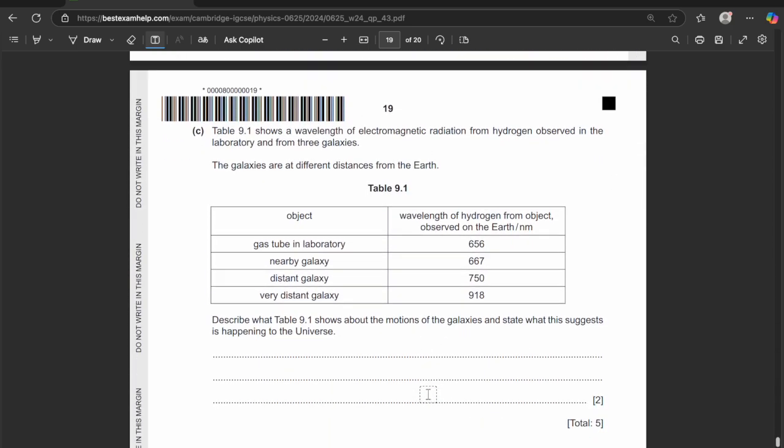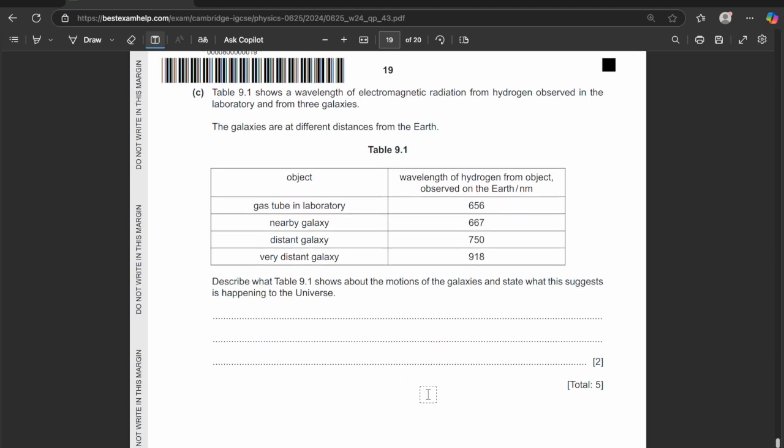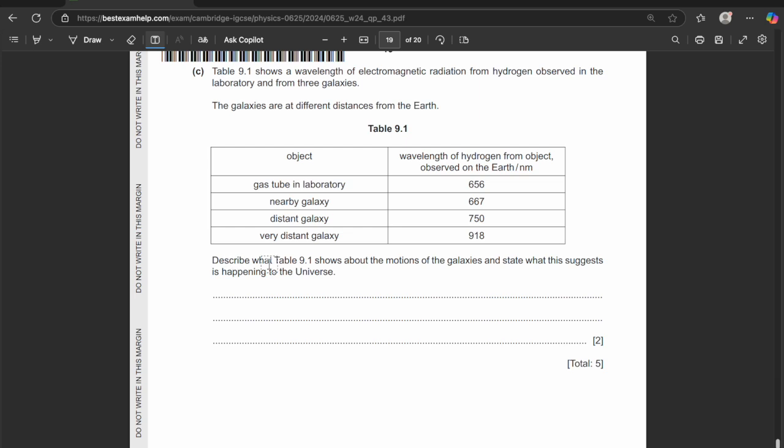Table 9.1 shows a wavelength of electromagnetic radiation from hydrogen observed in the laboratory and from 3 galaxies. The galaxies are at different distances from the Earth. Describe what table 9.1 shows about the motions of the galaxies and state what this suggests is happening to the universe.